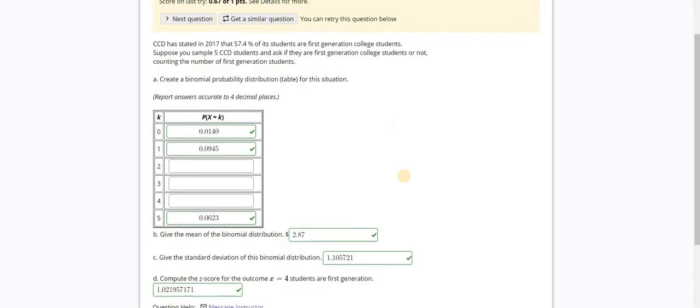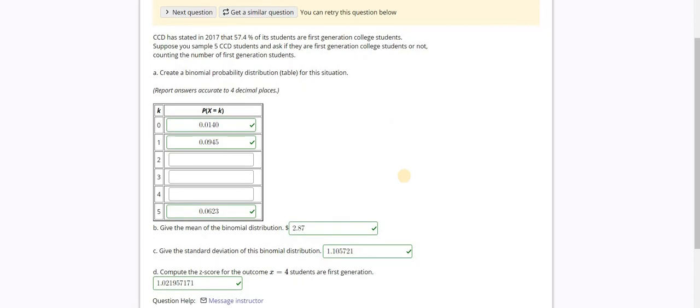The first question here says, CCD has stated in 2017 that 57.4% of its students are first-generation college students. Suppose you sample 5 CCD students and ask if they are first-generation college students or not. Counting the number of first-generation students, first we need to create a binomial probability distribution table and then answer the questions. So the first step here is to determine the probability of success and the number of trials.